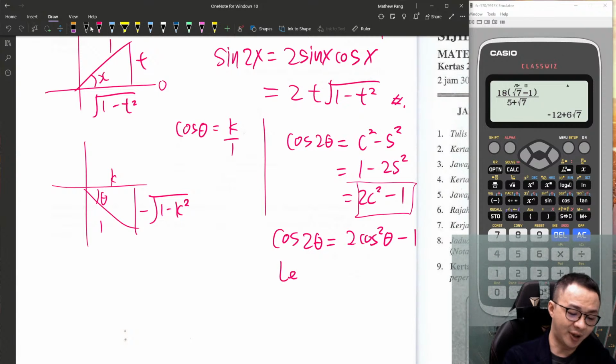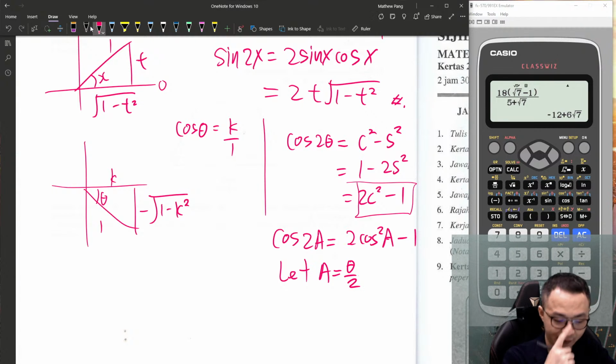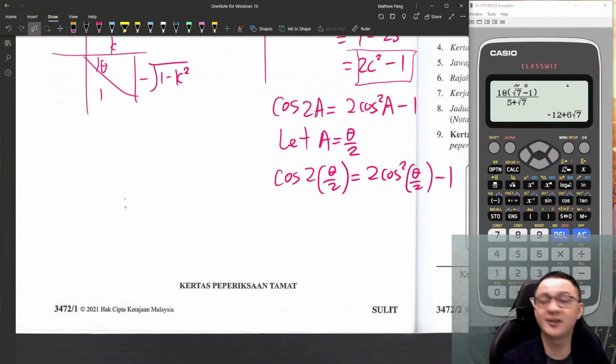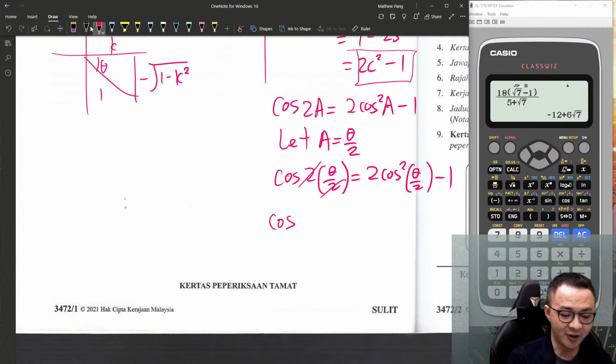So okay, they want what? Okay, I call this one A, so that I can play some cheat here. So I let A equal theta over 2. So you can see what happened. Cos 2 times theta over 2 equals 2 cos square theta over 2 minus 1. So from here I can get the half angle. I move the minus 1. This 2 and 2 I cut. This is cos theta. Minus 1 move to the other side, plus 1. This 2 move to the other side, divide 2.